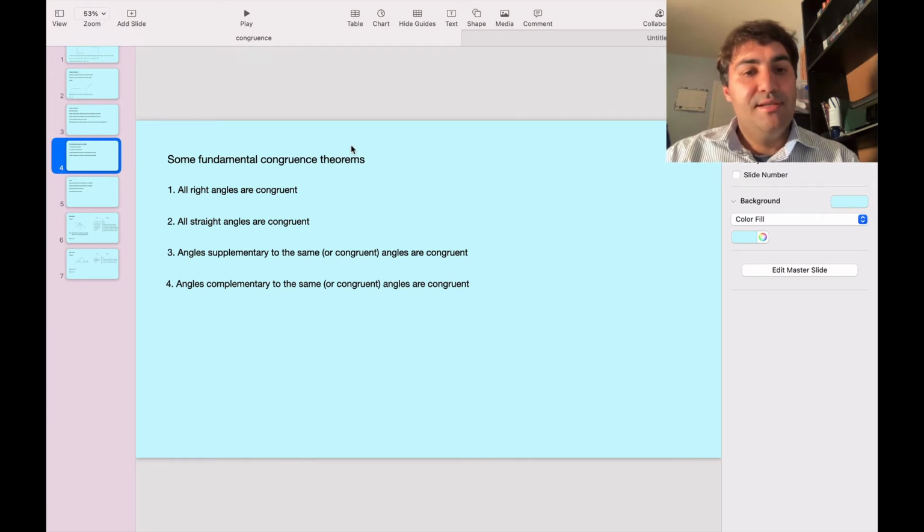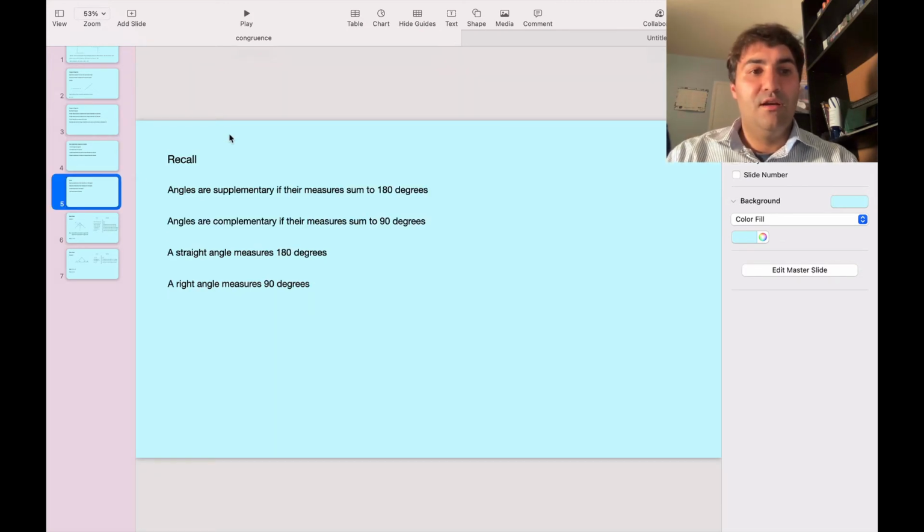Angles that are supplementary to the same or congruent angles are congruent, and angles that are complementary to the same or congruent angles are congruent. This seems a little bit confusing, so I'm going to go over a few examples to help you understand what this actually looks like when we solve problems. But just look at these congruence theorems and try to remember them a little bit. It'll make more sense when we actually solve some problems in just a short while.